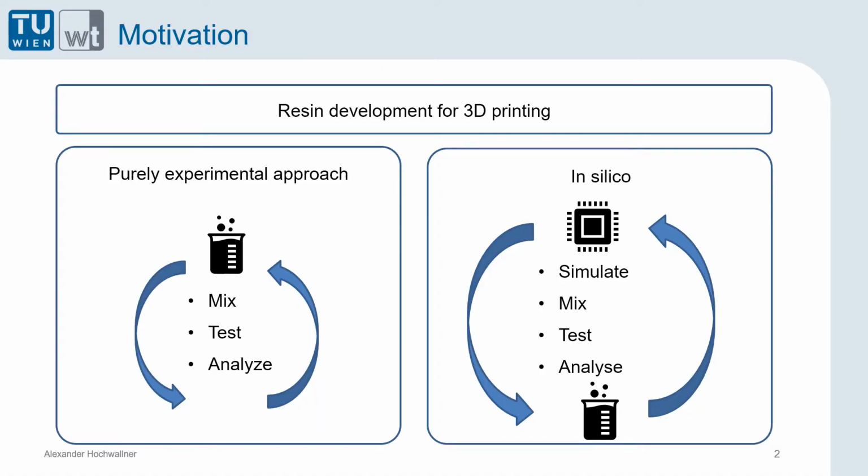Resin development for 3D printing is usually a purely experimental approach where resins are mixed, tested and analyzed. But analyzing is sometimes difficult because some of the properties are not directly accessible experimentally. A simulation approach could help to make some of the properties more accessible via computer simulation. So we add to the development loop a simulation step to increase the learning outcome of the experiments.